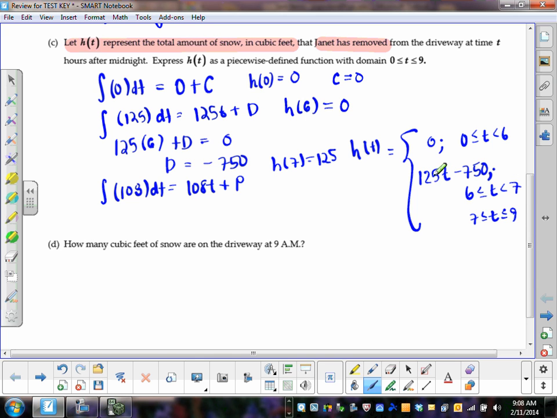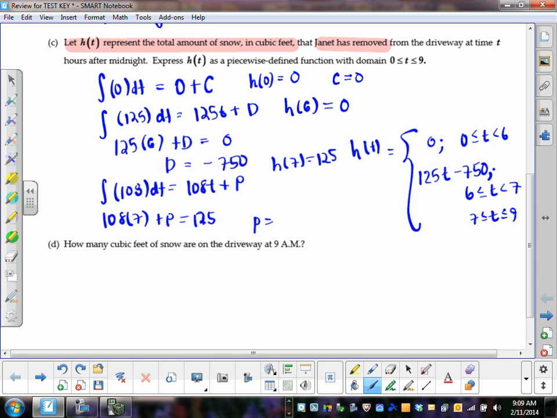And that makes sense as well, even if you kind of messed up the first equation here, because you're only removing snow for 1 hour at 125 cubic feet per hour. So for 1 hour, you've removed 125. So if we set this equation equal to 125 at time 7, so I'll do 108 times 7 plus p has to equal 125.